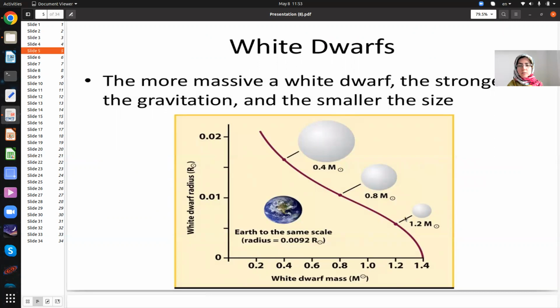And you see here different kinds of white dwarf with 0.4 solar mass. They are so large. And then 0.8 solar mass, smaller, has more gravitation. And you see here 1.2 solar mass. It is very small, but it is very dense and has much stronger gravitation. And you see the size of the Earth.